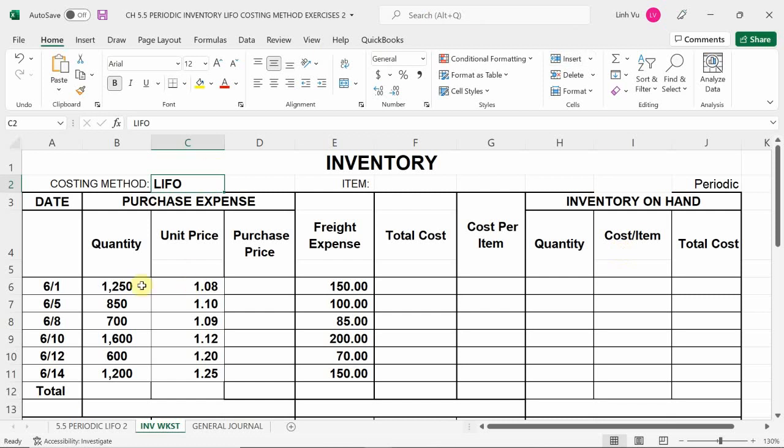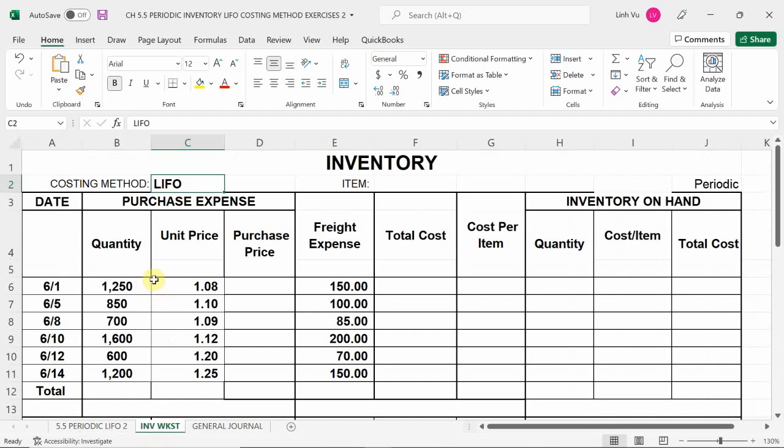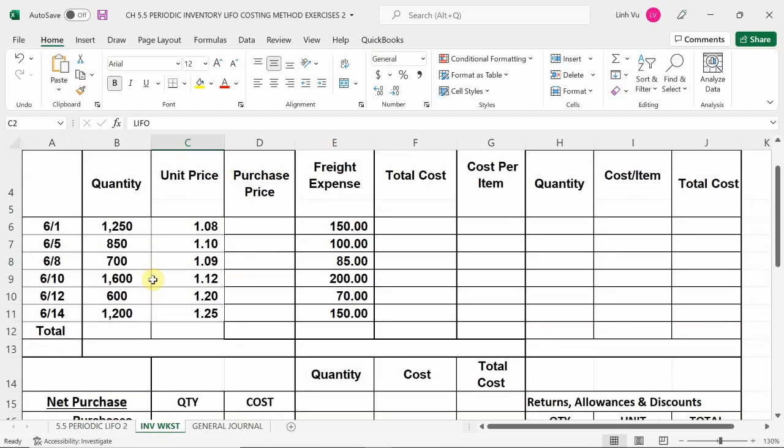All right, so here it is, chapter 5.5, exercise 2, where here are the scenarios. We are starting out from a new accounting period, so there is no beginning inventory, and in this case, I've already filled in all the information for you. All we're going to do is just practice calculating our numbers here.